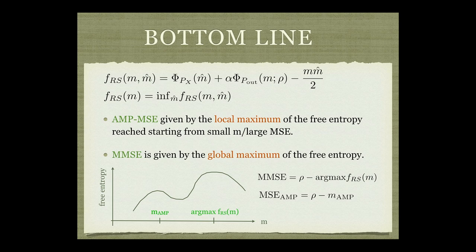So clearly everything reduces to analyzing this function. If it has a single maximizer, then this algorithm is reaching optimality in the limits that we are interested in. And if there are two, then something else is happening.